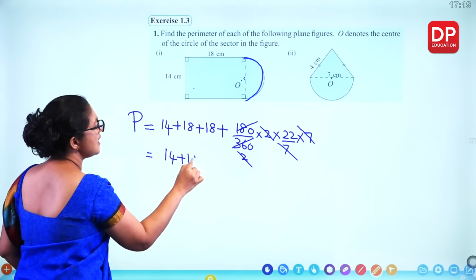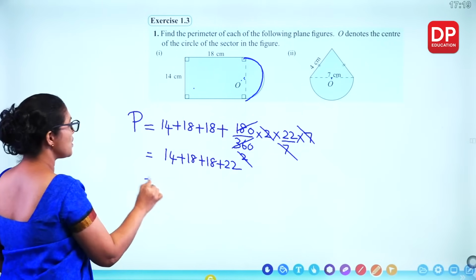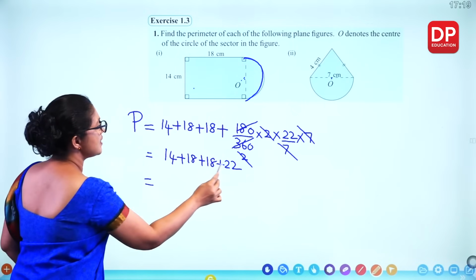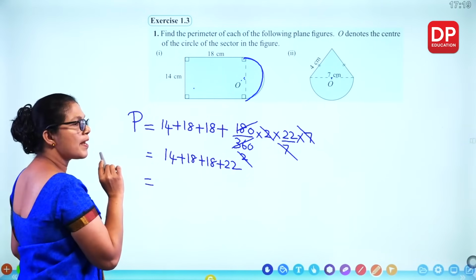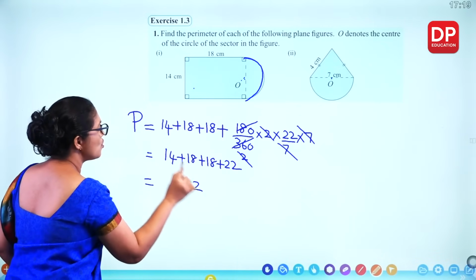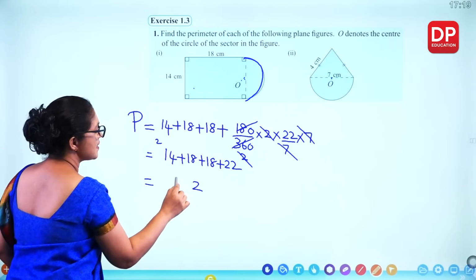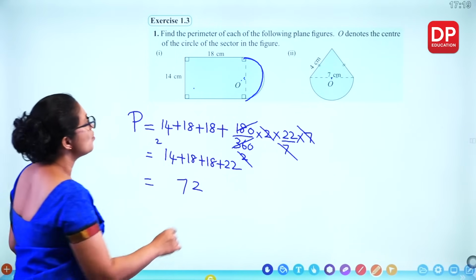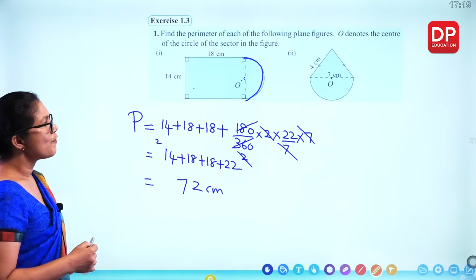So here we'll add these together: 14 plus 18 plus 18 plus 22. So what's the perimeter? 8 plus 2, 10; 18, 18 plus 4, 22; 2 remaining, 2 plus 1, 3, 4, 5, 6, 7. So 72 centimeters is the perimeter of this compound figure.